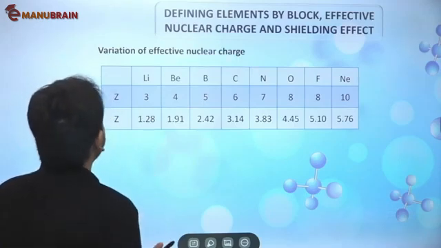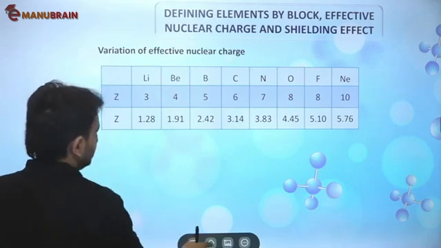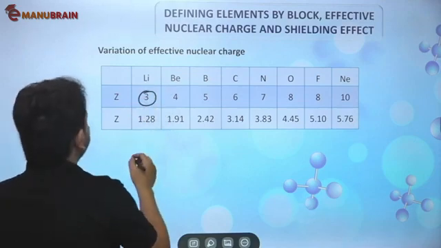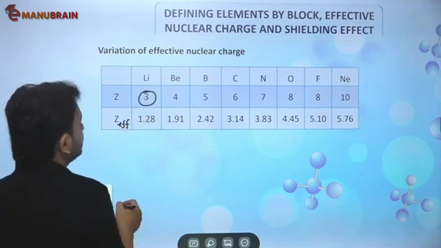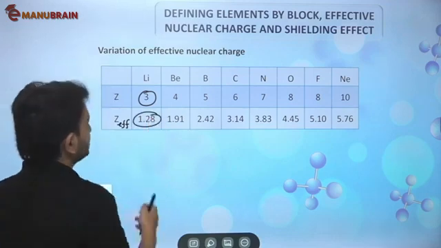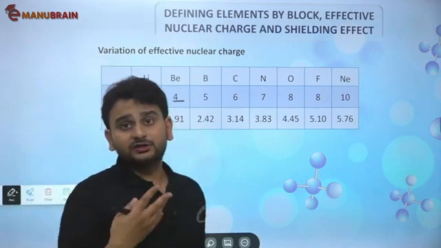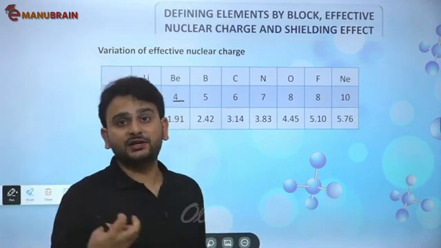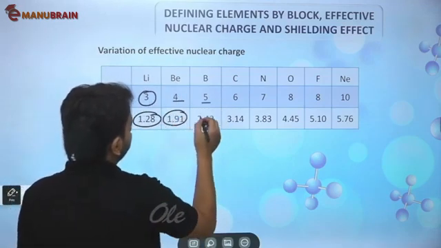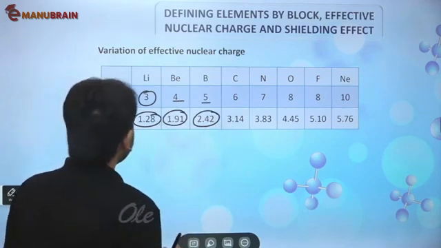So for example, guys, if you're talking about effective nuclear charge on the outermost electrons, the atomic number of lithium is 3, but the Z effective that they will face is only 1.28. I'm talking about the outermost electrons. In case of beryllium, the atomic number is 4, so they should ideally experience an effective nuclear charge of 4, because there are 4 protons, but they experience only 1.91. For boron it's 5, they experience 2.42, and so forth.